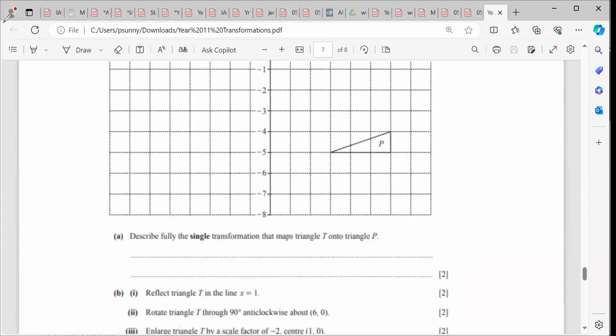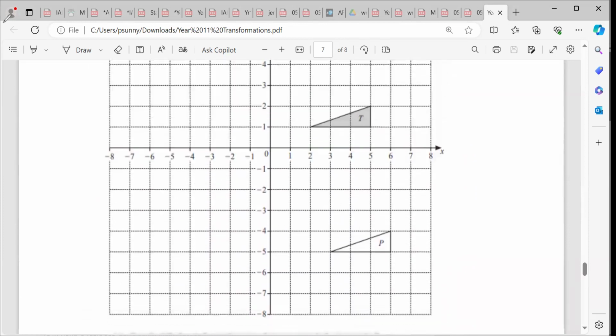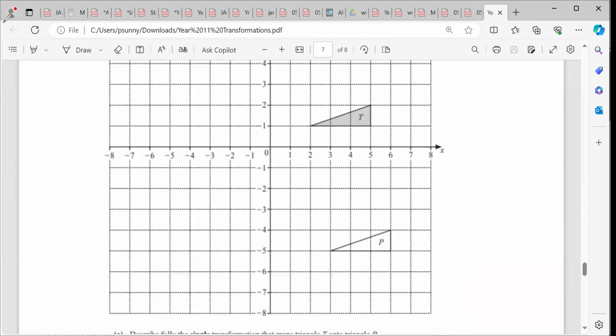Here we have one last question. Describe fully the single transformation that maps triangle T onto triangle P. Triangle T onto triangle P, I can clearly see that this is a translation. So if it's a translation, let's take two corresponding points. These two are the corresponding points. From T to reach P, I need to move one towards right, and then 1, 2, 3, 4, 5, 6 down. So this is a translation by a column vector 1 and minus 6. Moving on to the next one here.